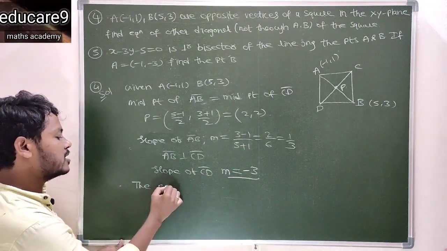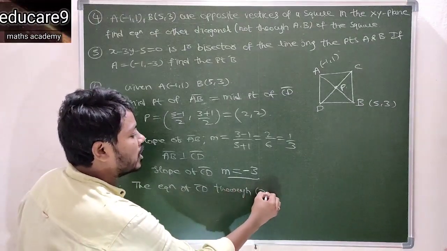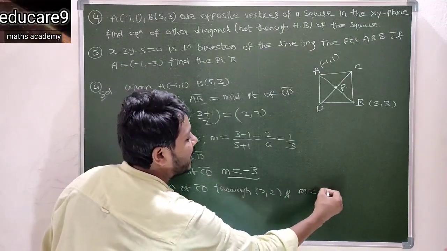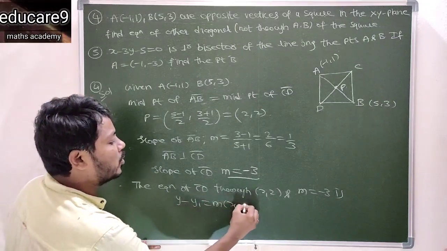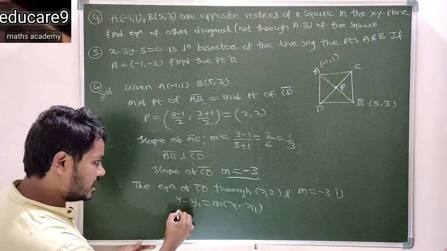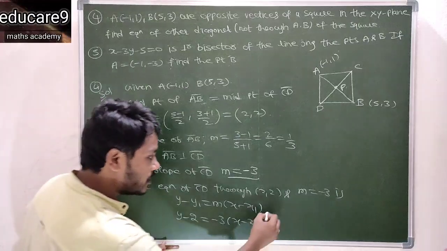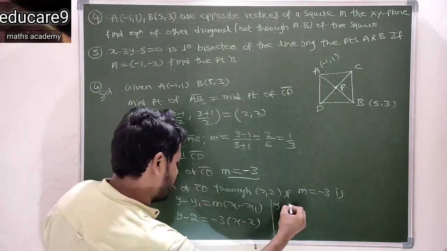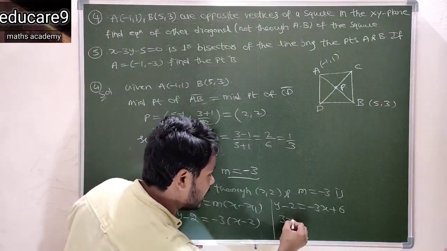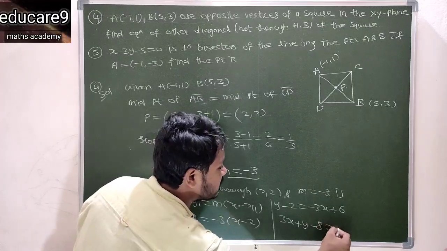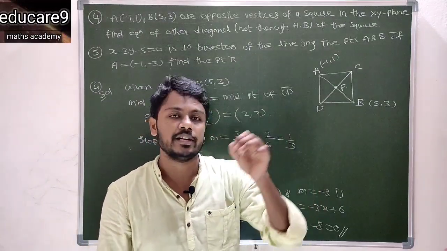Therefore the equation of CD through (2, 2) and slope minus 3 is: y minus y1 is equal to m into x minus x1. So that is y minus 2 is equal to minus 3 into x minus 2. So y minus 2 is equal to minus 3x plus 6. Now this is 3x plus y minus 8 equals 0. So this is the equation of the diagonal CD, but it does not pass through the diagonal AB.